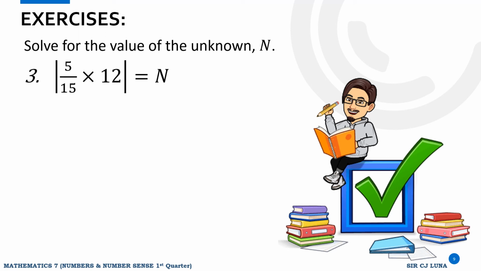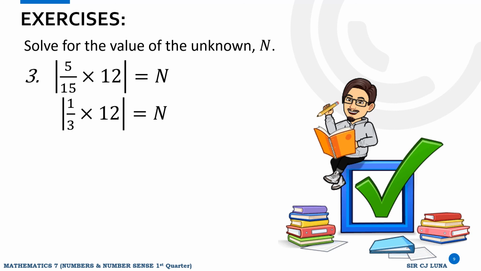Number 3, we have the absolute value of 5 over 15 times 12 is equal to N. So, unahin mo yung nasa fraction natin. Ano yung lowest term ng 5 over 15? Pwede ba siyang i-lowest term? Pwede, di ba? Okay, so ano yung lowest term ng 5 over 15? Correct. 1/3. Kasi, ang kanilang GCF ay 5. So, 5 divided by 5 is 1. 15 divided by 5 is 3.